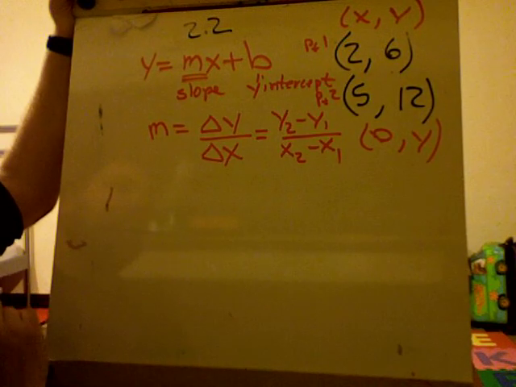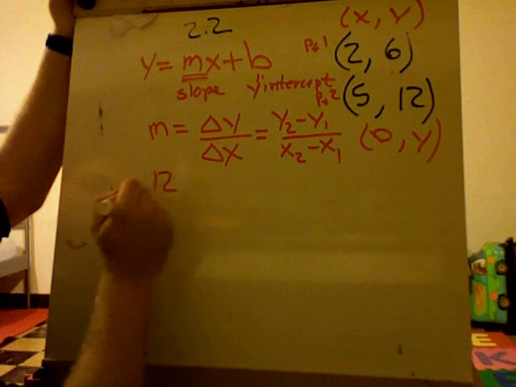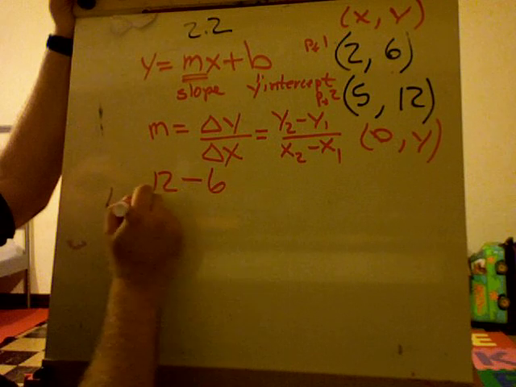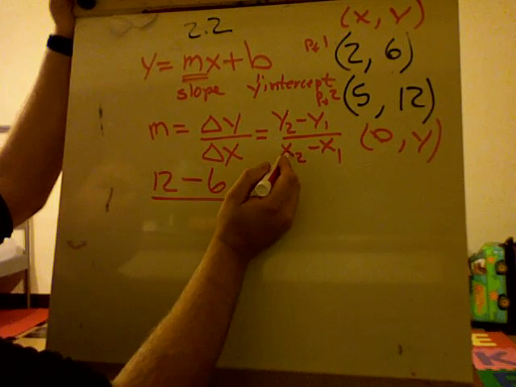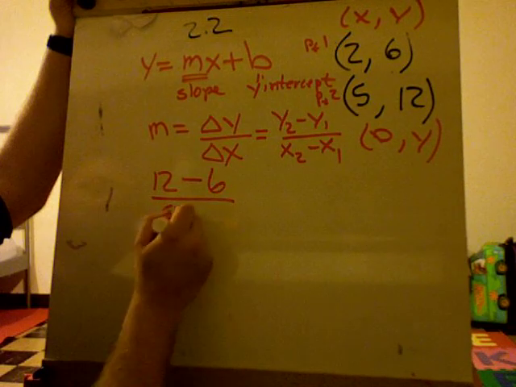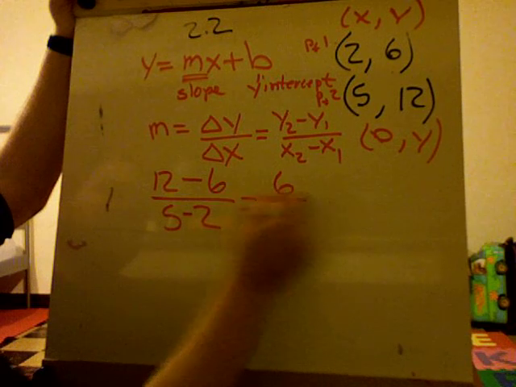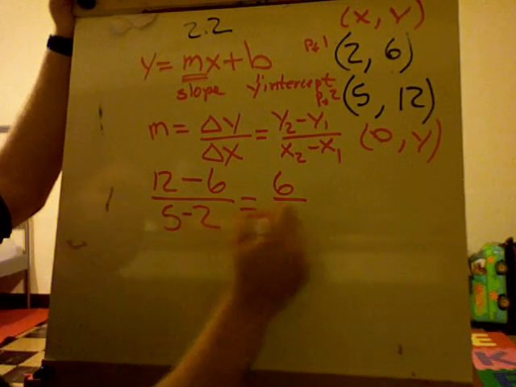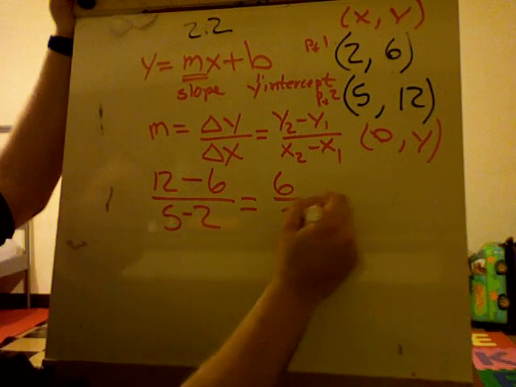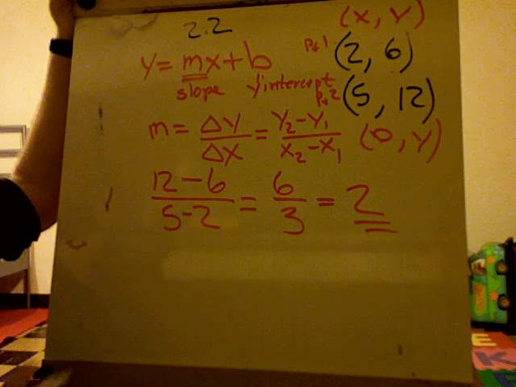Okay, so what's my y2? Well, that's my point 2. My y there is a 12. I'm going to subtract my y1, which is a 6. And that's over my x2, which is a 5, minus my x1, which is a 2. 12 minus 6 is 6. 5 minus 2 is a 3. 6 over 3 reduces to a 2. So my slope is a 2.